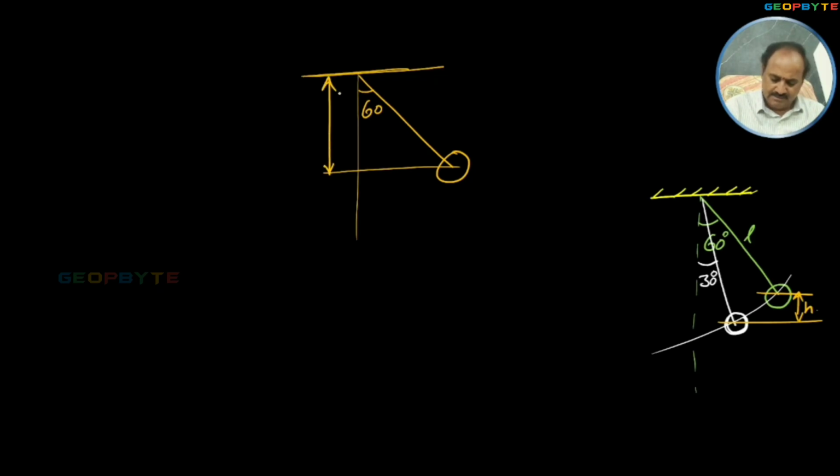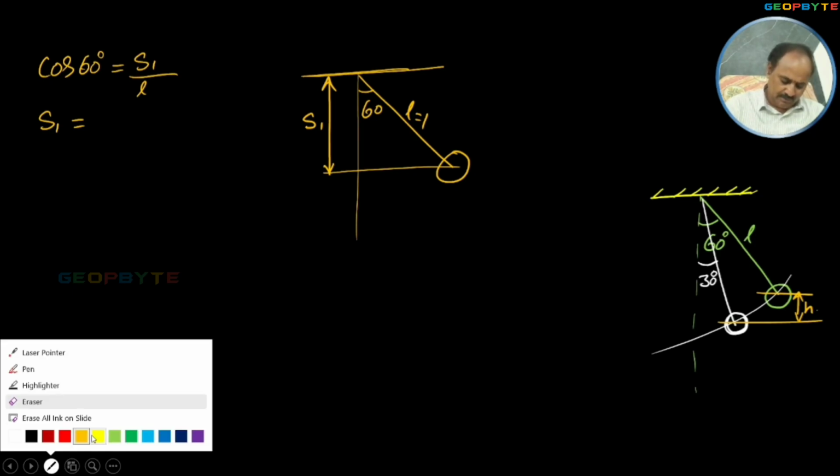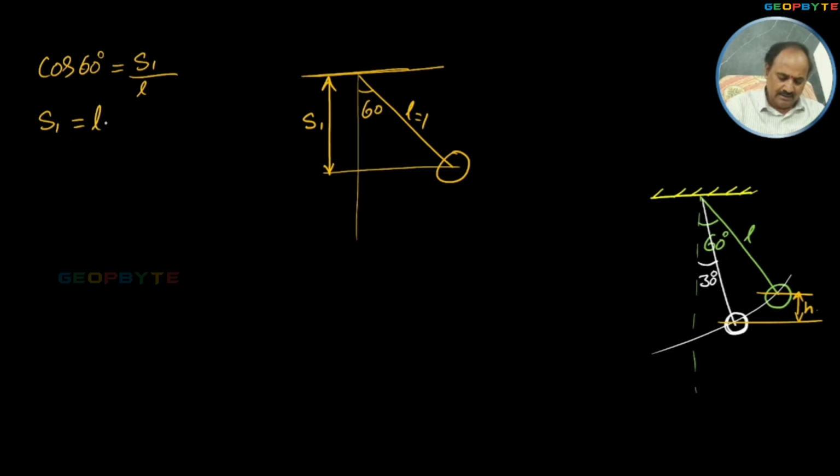For that 60 degrees, let this be S1. S1 can be decided like this. The length is 1 meter. Cos 60 degrees equals S1 by L. So S1 equals L cos 60 degrees. You need not write L1 and L2 because the length of the pendulum remains the same.